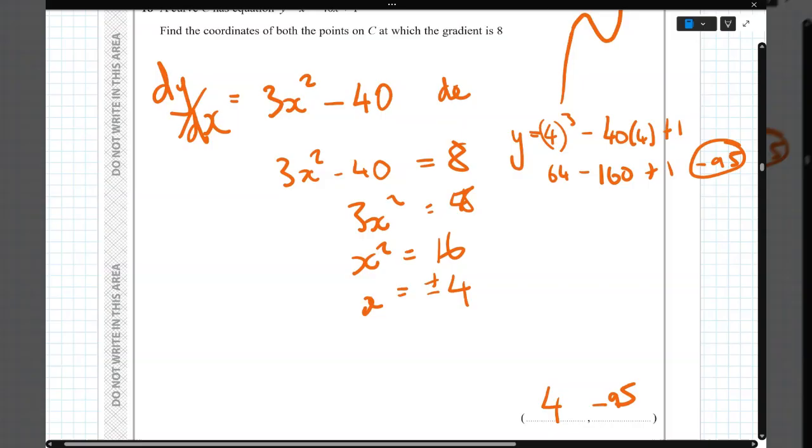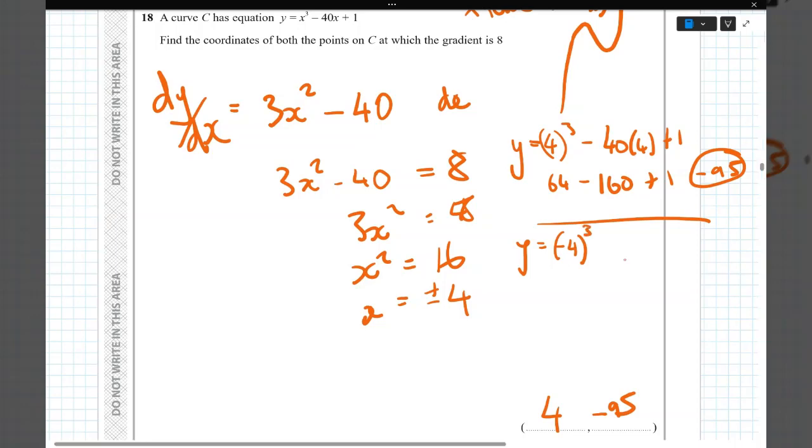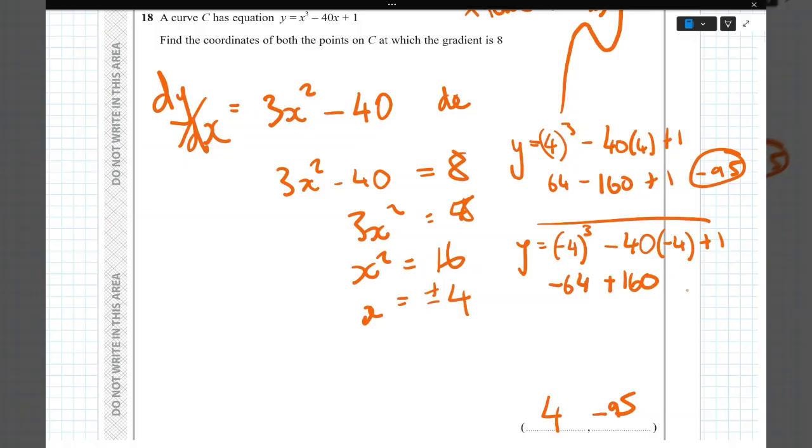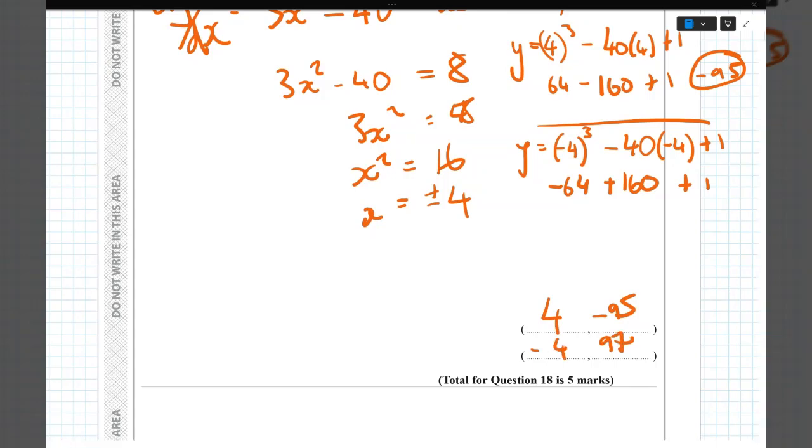And then we need to do the same thing, but with negative 4. So y equals negative 4 cubed, take away 40 lots of negative 4 plus 1. So negative 4 cubed is negative 64. 4 times 40 is 160. This one will be plus 160. And then we add the 1 on. So 160 plus 1, take away 64, gives us 97. So that is negative 4 and 97.